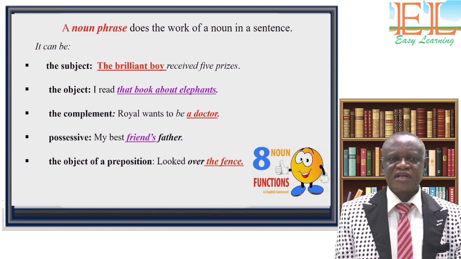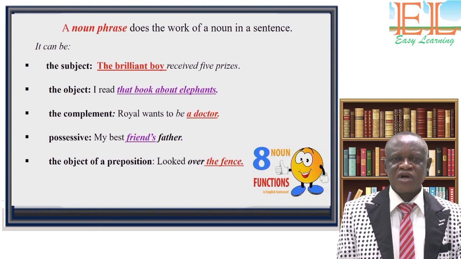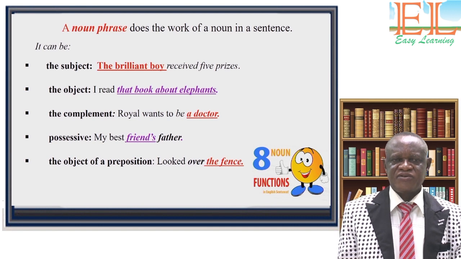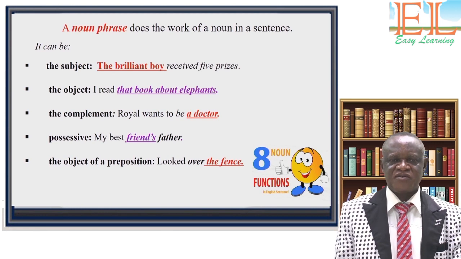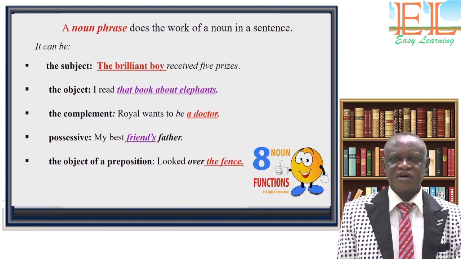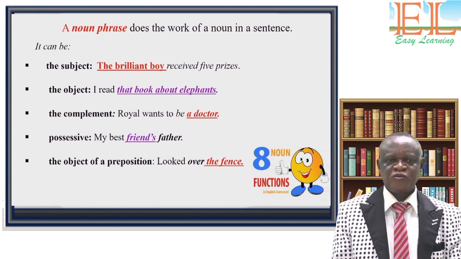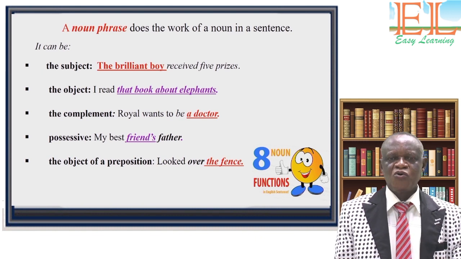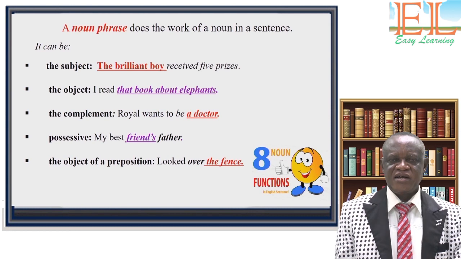Then it can function as the complement. Roya wants to be a doctor. A doctor renames the subject Roya, and it is a complement in the sentence. A noun phrase can also function as a possessive, as we have in my best friend's father, friend's father. Then it can also be the object of a preposition. Looked over the fence. The preposition there is over, and the object is the fence.